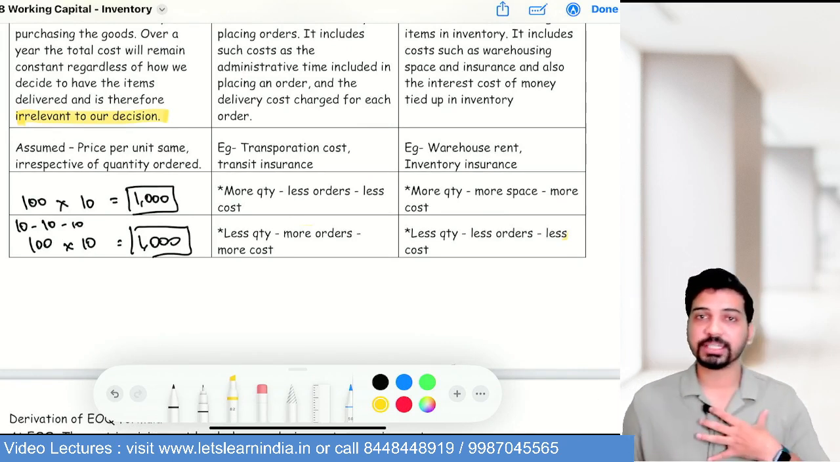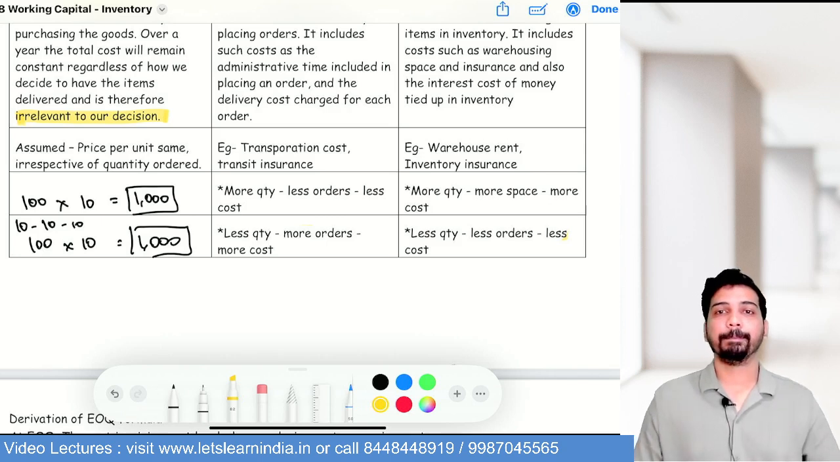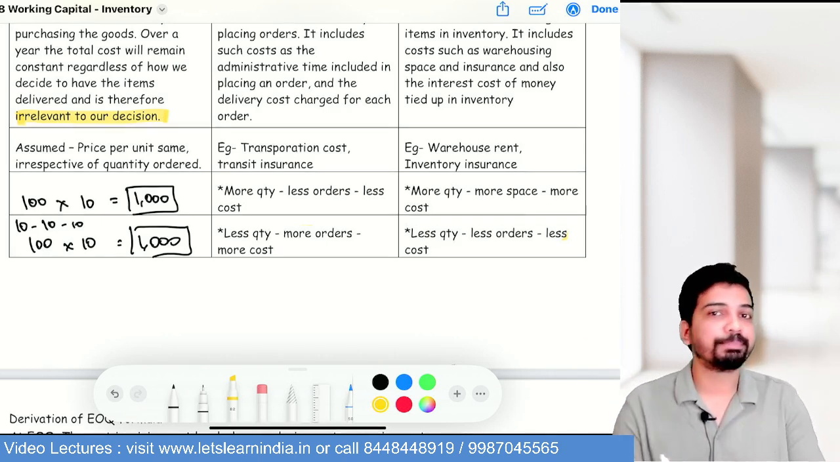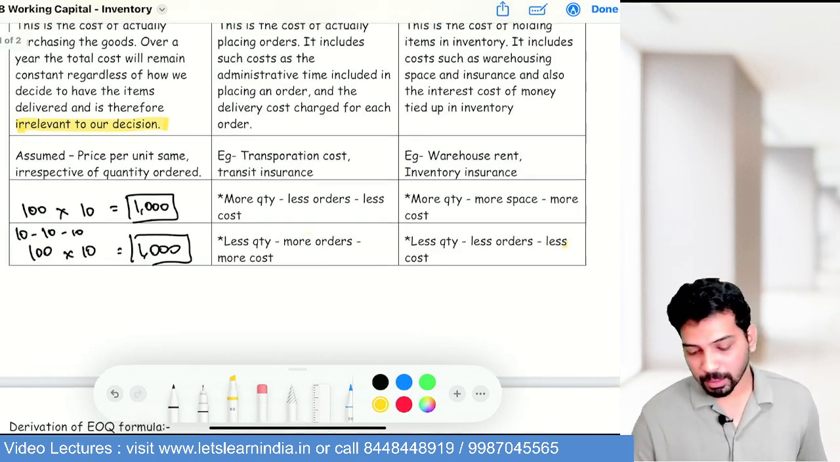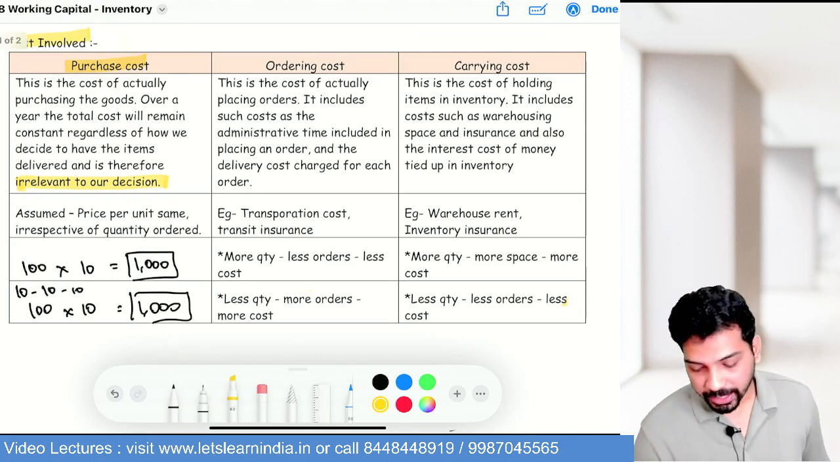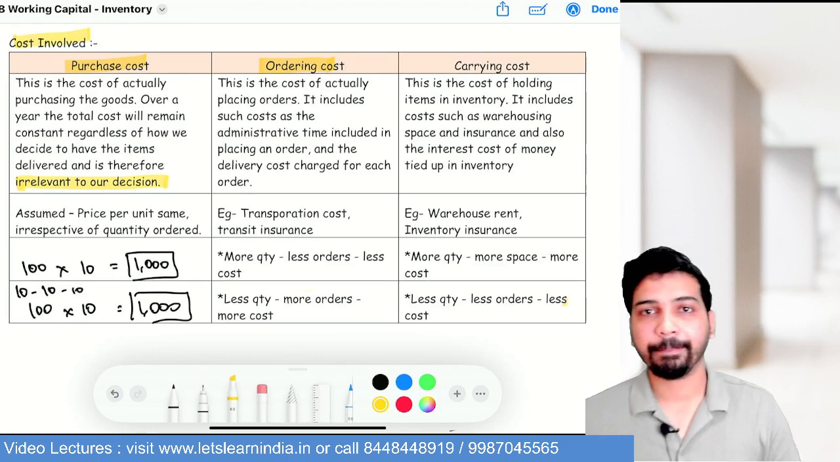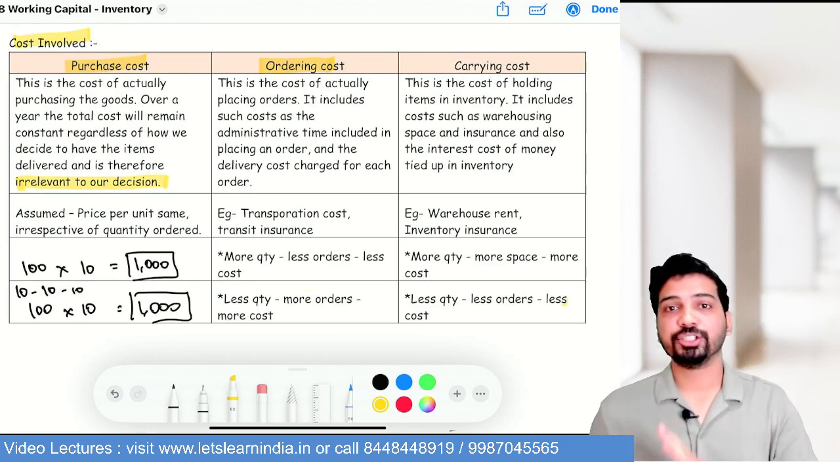Purchase cost is a cost that we incur, but that becomes irrelevant for decision making, because at an overall level, the cost will remain the same irrespective of the quantity we order. Got it? Now, the second cost is ordering cost. As I told you, while you place an order, what will happen? You'll incur transportation cost, you'll have to incur transit insurance.